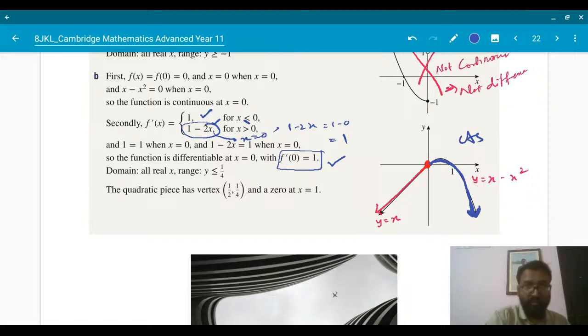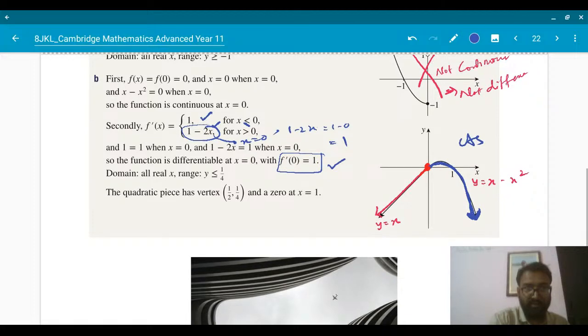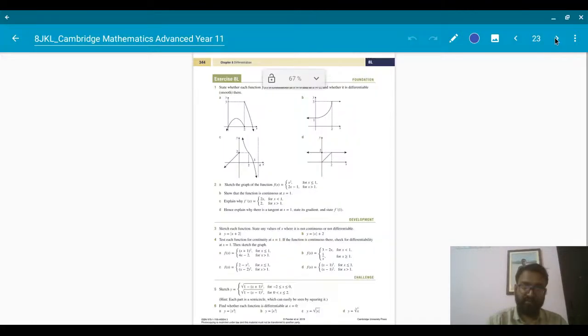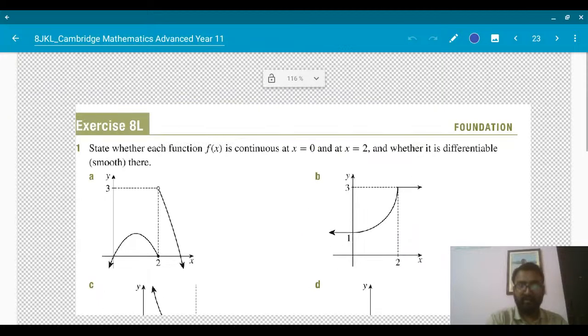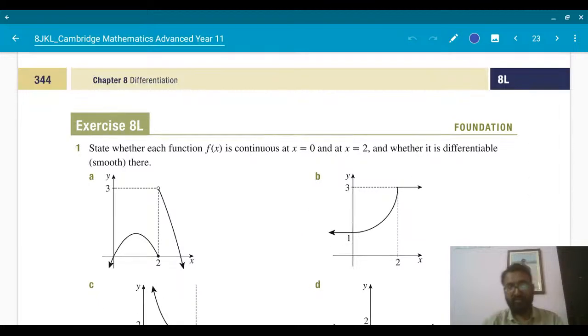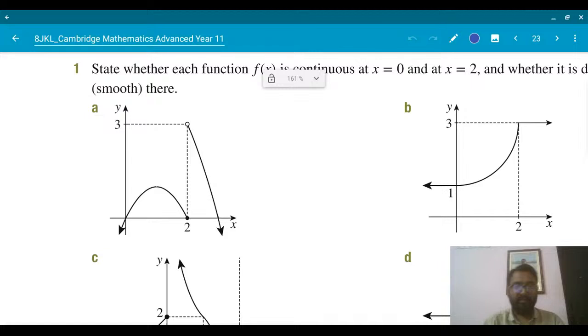So you have to concentrate carefully. Now they are the functions H, I, J, K, L. So it's the last chapter, I think. State whether each function f of x is continuous at x equals 0 and x equals 2, and whether it is differentiable, smooth or not. Can you please comment at x equals 0?